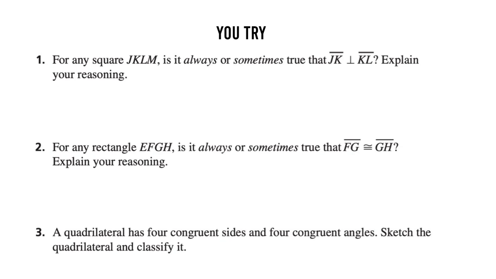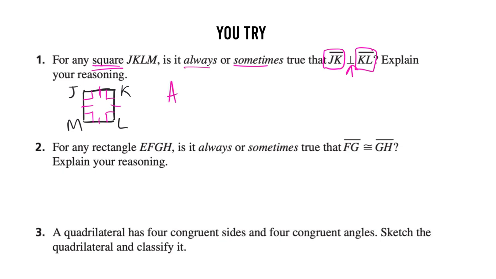So for any square, let's do this first one. For any square JKLM, is it always or sometimes true that JK is perpendicular to KL? So let's look at that picture. JK and KL, that would be this right here. So they're saying, is it always or sometimes true that that would be a 90-degree angle? And then since this is a square, that would have to always be true, right? Because that is literally the definition of a square. Squares have to have 4 right angles, and they have to have 4 congruent sides. So we'll say always. And for the reasoning, I'm just going to say definition of square.